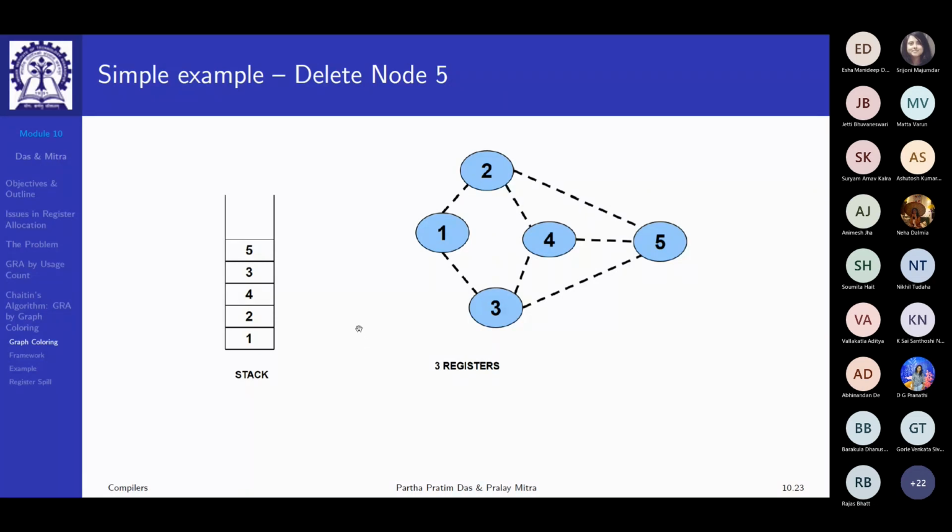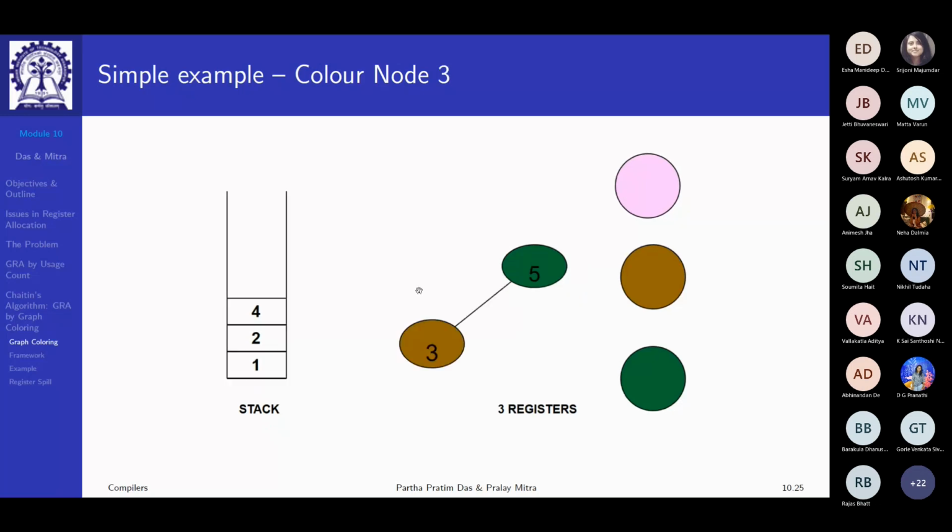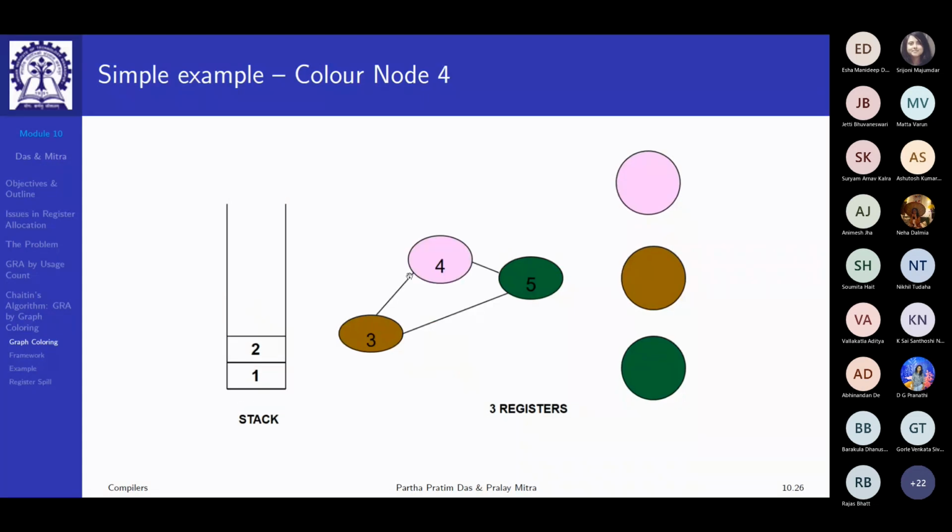So what are the colors that I actually use? I start popping the nodes. I pop 5, and these are the 3 colors that I'll use: purple, brown, and green. So I pop 5 and arbitrarily give it color green. Then I pop 3, and it was connected with 5, so I give it a different color, say brown. Then I pop 4. It is connected to 3 and 5 both, so I need to give it a third color. So I give purple.